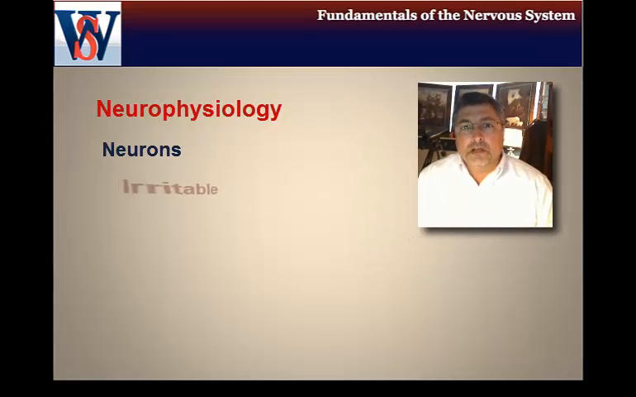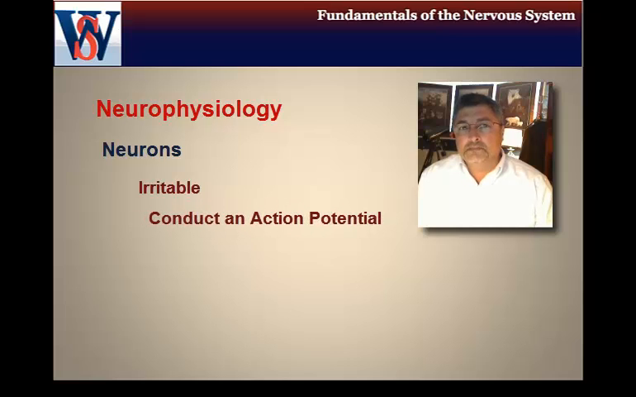Now, the neurons, if you recall, are highly irritable. That means that they're capable of recognizing a stimulus, and if that stimulus is strong enough, they're capable of sending an electrical event down the surface of their axon. Now, this electrical event is known as an action potential, and the action potential is the mechanism that regulates all the fundamental activities of the nervous system.